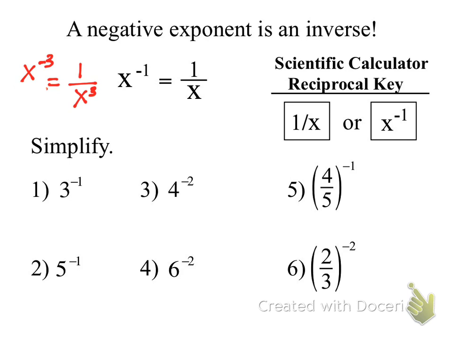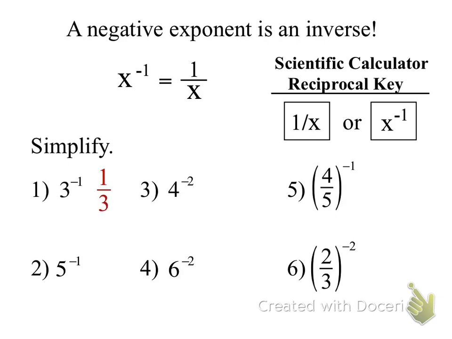So let's look at number 1. What would it be? Remember, a negative exponent is not a negative number. It's a fractional amount or an inverse. So I'm going to create my fraction. And what would it be? What goes down into the denominator? 3 to what power? 1. And 1 goes up top. We don't see that 1, but it's there. So that really equals 1 over 3. You guys with me? Okay, we're going to finish this.